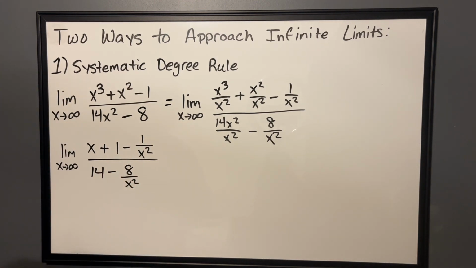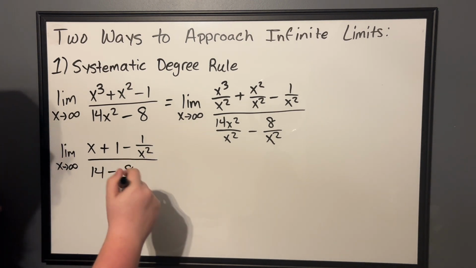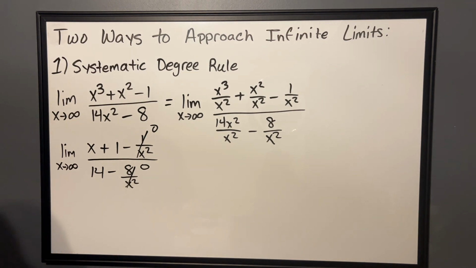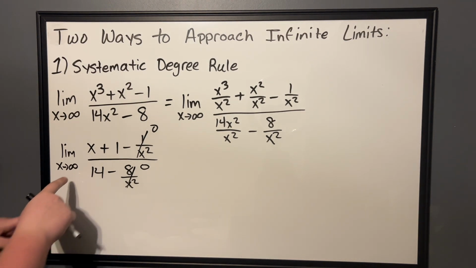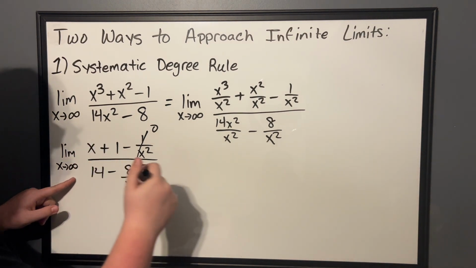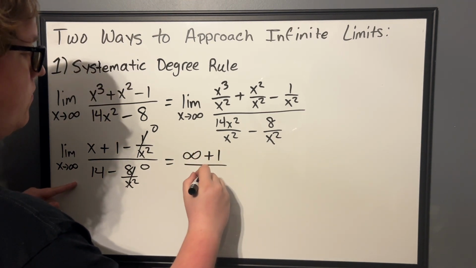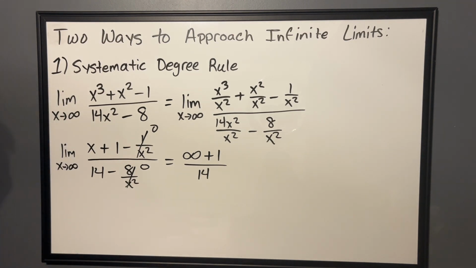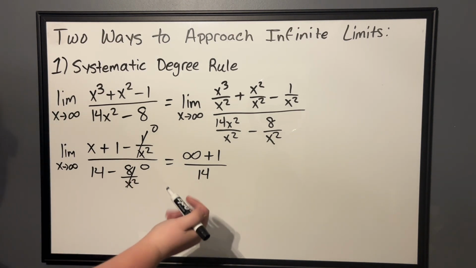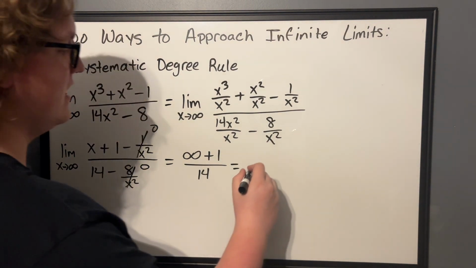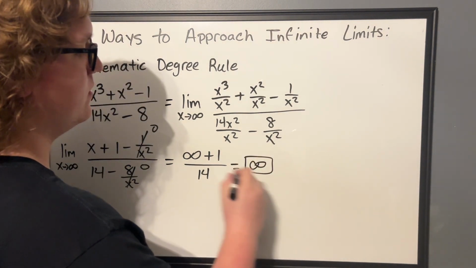Okay, so now when we take the limit as x goes to infinity, these two right here are just the same thing. Both of those fractions go to 0. The difference is when we plug in infinity here, right? This is going to give us infinity plus 1 over 14 minus 0. And of course, infinity plus 1 is still infinity. And when you divide that by 14, it's still infinity. So this limit will actually go to infinity.